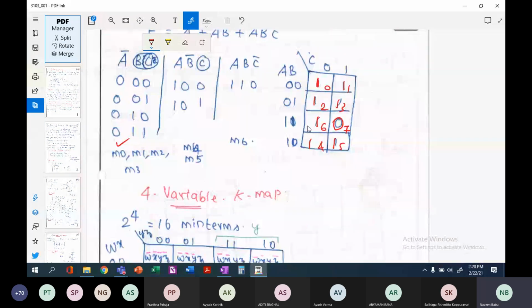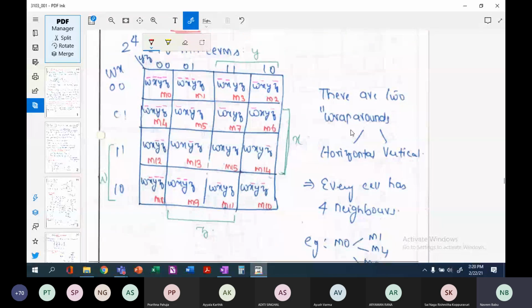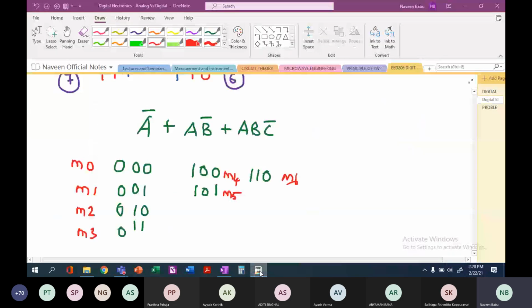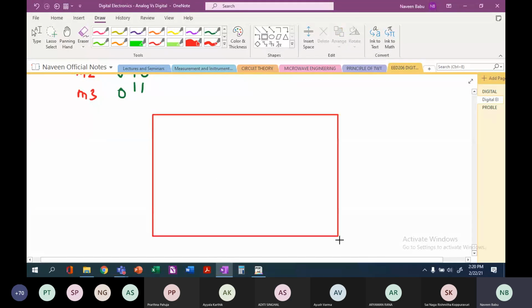Now let's move on to the 4-variable K-map. So let me draw afresh. It will take some time to draw the K-map, but never mind. So our K-map is this.